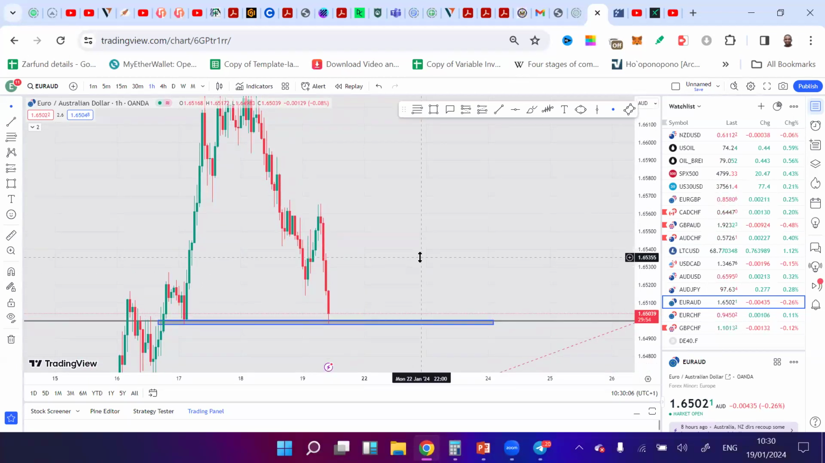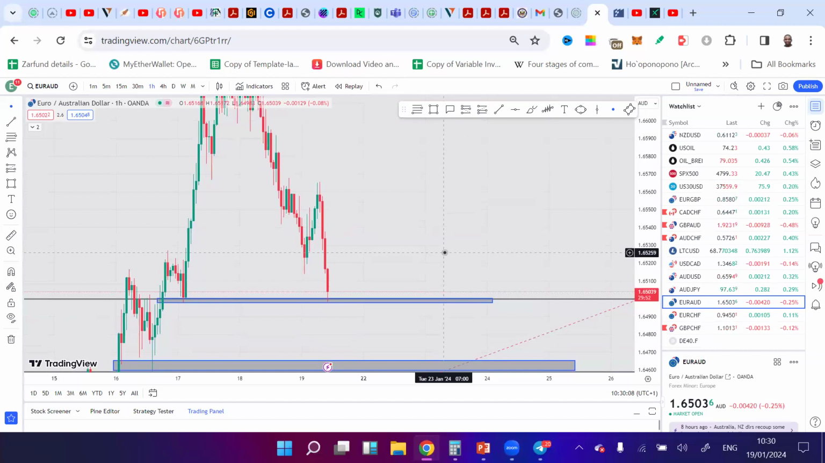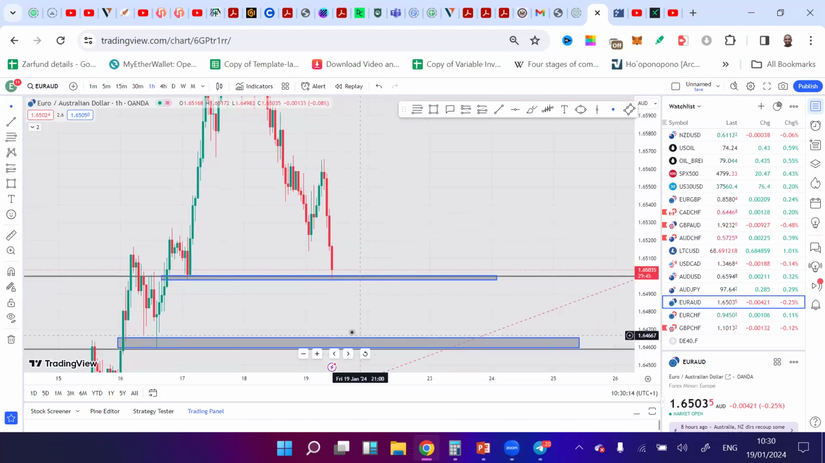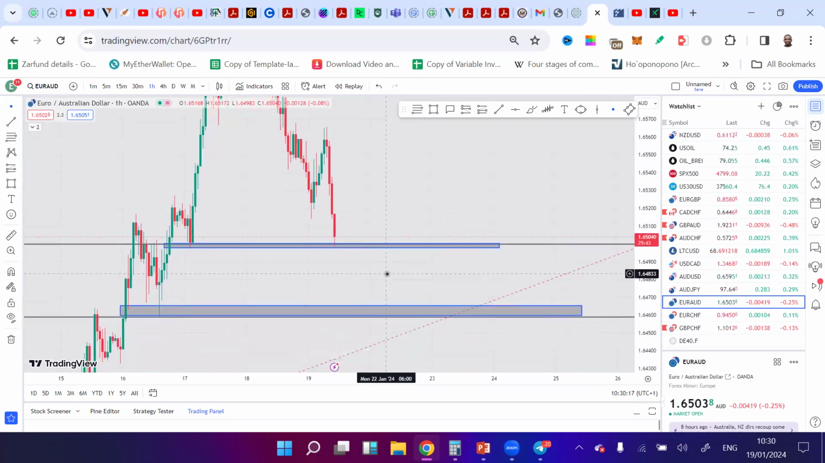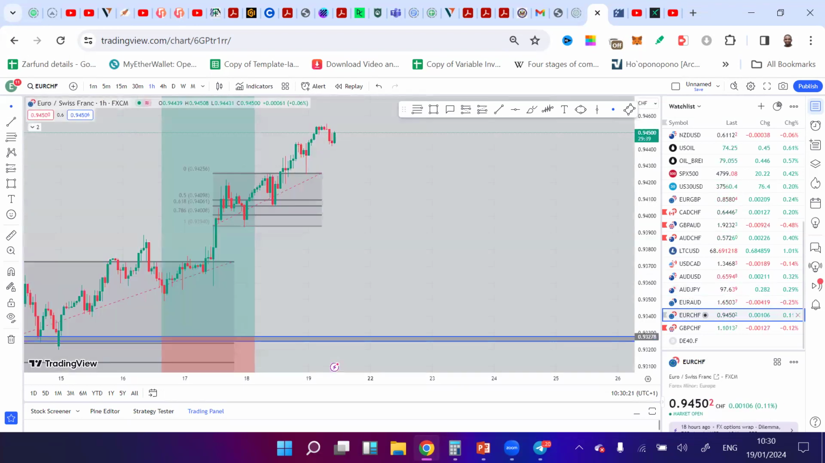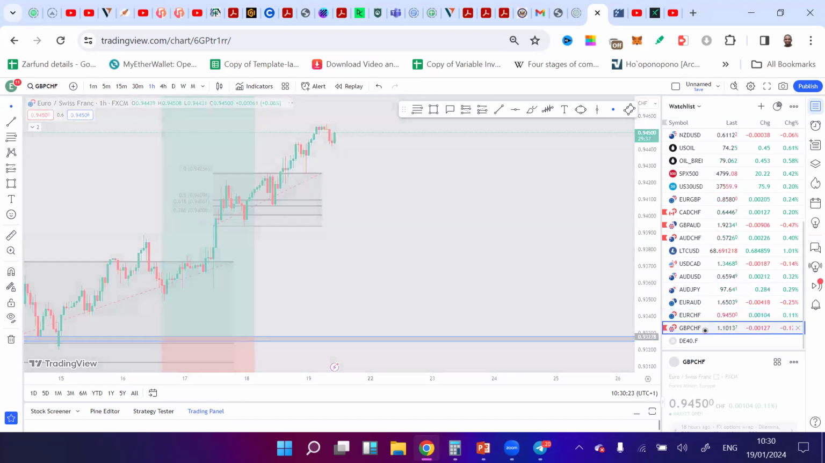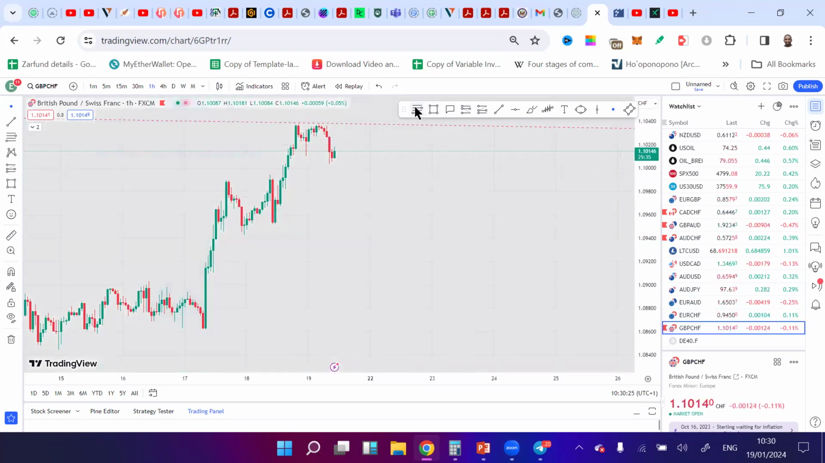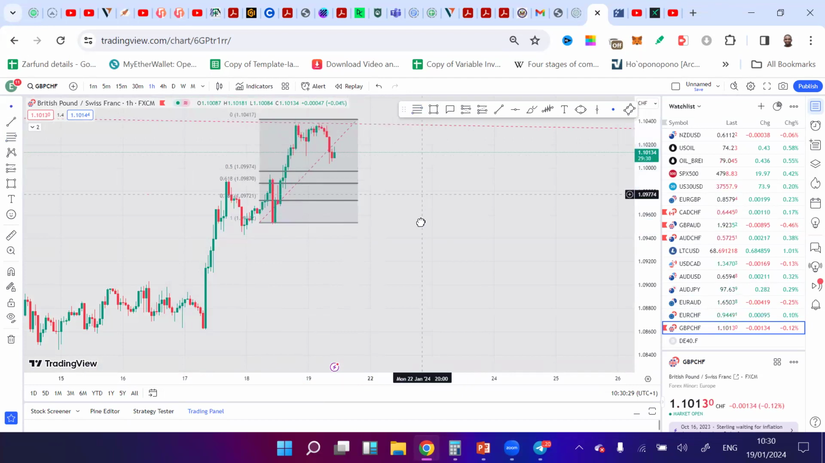This Euro AUD should be buying from this area here around about now, or if it breaks out of here, we should be seeing it buy from here. Okay, so probably we'll leave that for now. Let's look at other pairs. GBP CHF. Okay, so for GBP CHF, let's see what we've got.